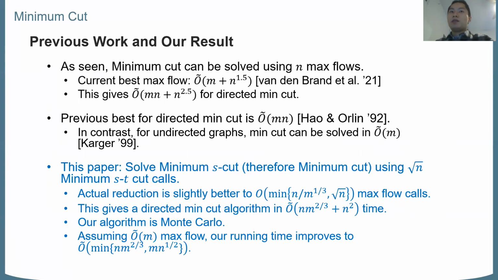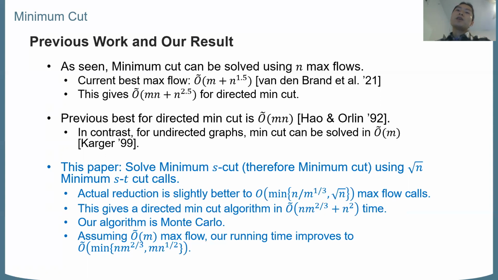Now let's see some results. We have just discussed that minimum cut can be solved using n max flows, and using the current best max flow algorithm, this will give us a baseline of mn plus n^2.5 running time. And the previous best algorithm is O(nm) time, so slightly better than the baseline. It dates back to Hao and Orlin 1992. And before Hao and Orlin, there are also other O(mn) running time algorithms on simple graphs.